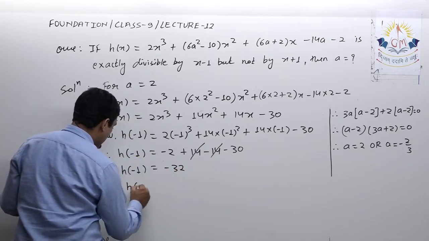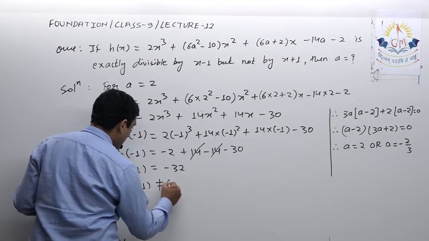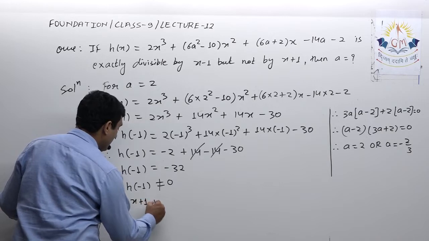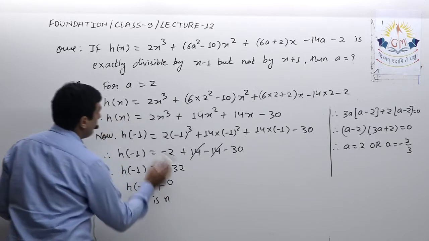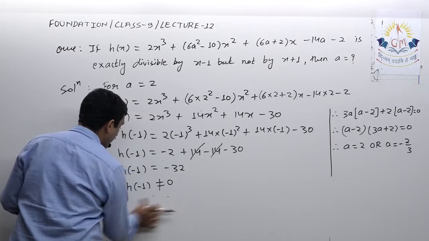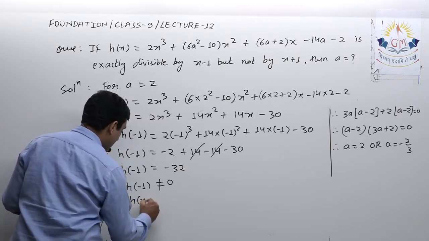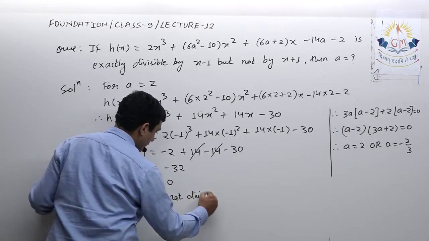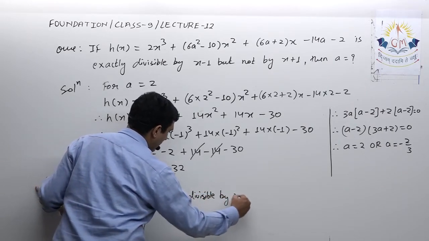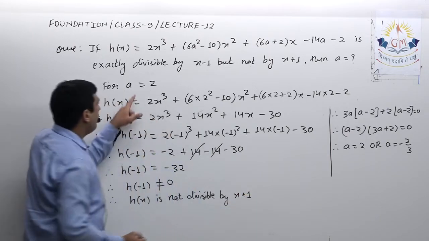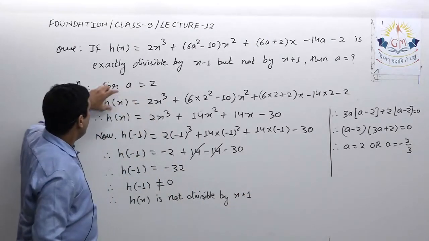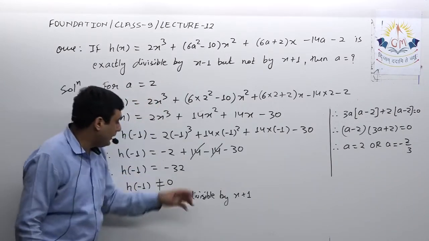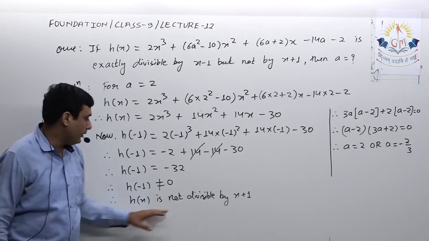Therefore I can say h of minus 1 is not equal to 0. Therefore x plus 1 is not a factor of this, or I can say h(x) is not divisible by x plus 1. So that value of a is correct. Still, we didn't get the value of the polynomial at x equal to minus 2 by 3, but still I can say this is the correct value.